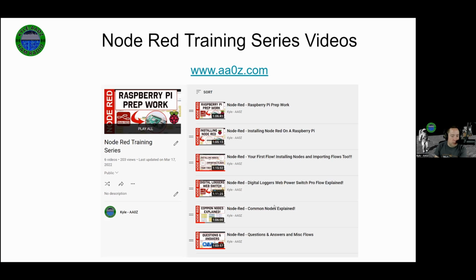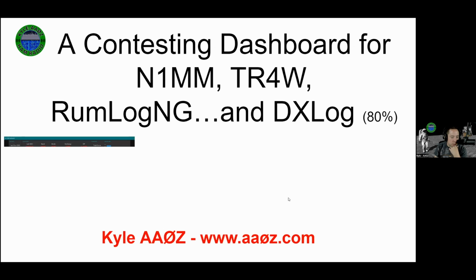So here's the video series that Paul was talking about: Raspberry Pi prep work, installing Node-RED on a Raspberry Pi, your first flow, installing nodes and importing flows. We did an example of that digital loggers web power switch. We kind of broke that down node by node. I did some common nodes, your switch node, your change node, debug, did some in-depth analysis of those nodes, and then also did a Q&A.